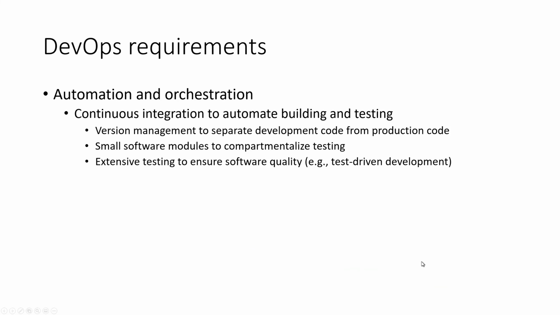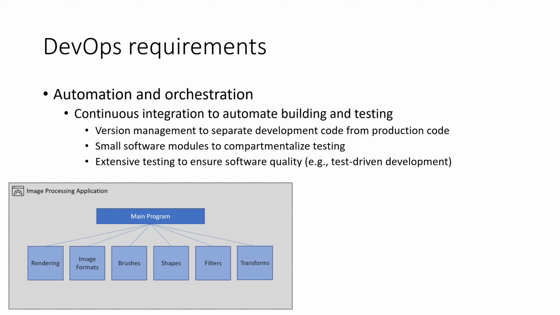DevOps relies heavily on the concepts we've seen so far in this course, in particular automation and orchestration. DevOps uses continuous integration to automate building and testing of code, and this speeds up iterations when building applications. Continuous integration gets us version management, which allows us to separate development code from production code. For example, we might have multiple development branches and maybe even multiple production branches, depending on whether we have multiple deployments or not.